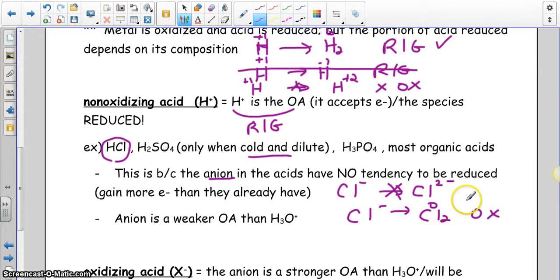So you have to have your pairings right. You have to work through and say, okay, if this is reduced, then this has to be oxidized. So the key here is the anion is the weaker oxidizing agent, so it's less likely to be reduced. And so less likely to be reduced than something like H plus, or also known as hydronium.